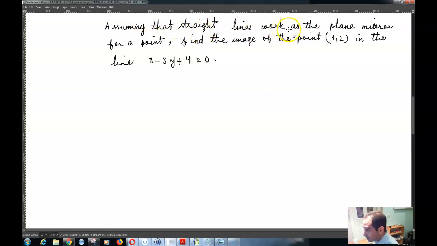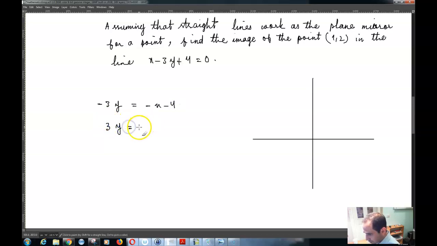So what this whole business of a line working as a plane mirror for a point means is that, if you have a line over here, for example, x minus 3y plus 4 is equal to 0, you can write this as negative 3y is equal to negative x minus 4, and then you can write this as 3y is equal to x plus 4, and then y is equal to 1/3 x plus 4/3. Now what that means is that the slope of your line is 1/3 and the y-intercept of the line is 4/3. So 4/3 is the same thing as 1 1/3.